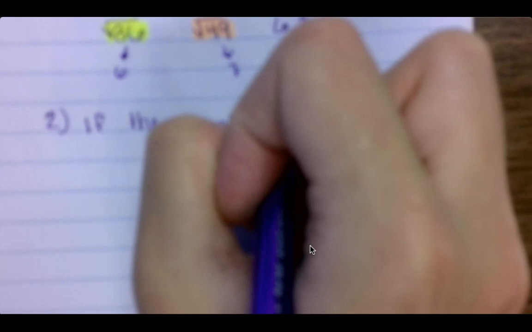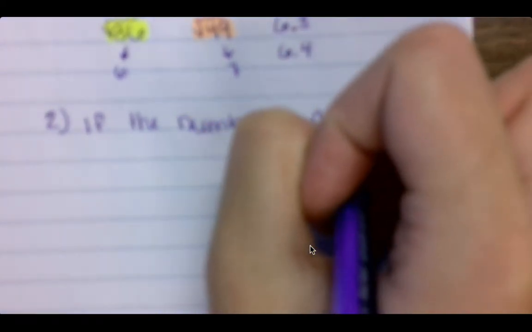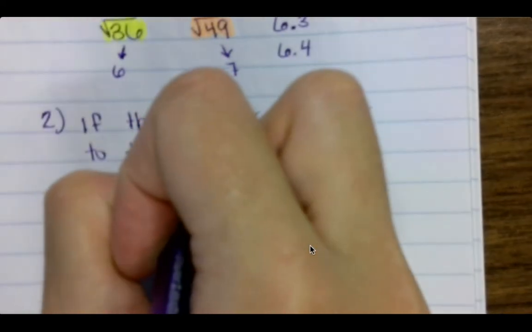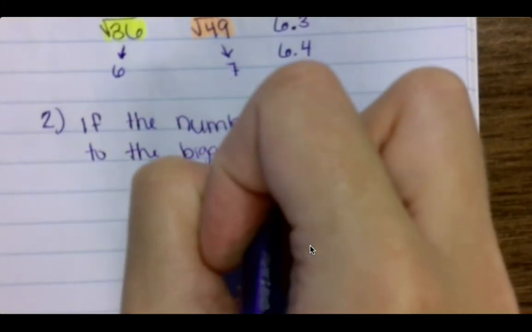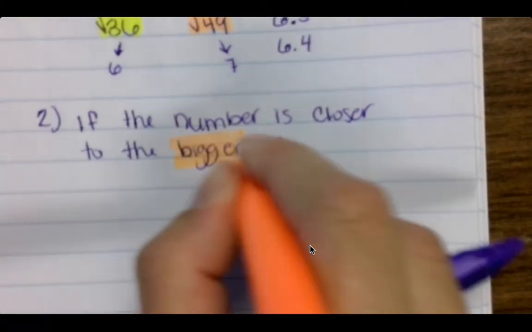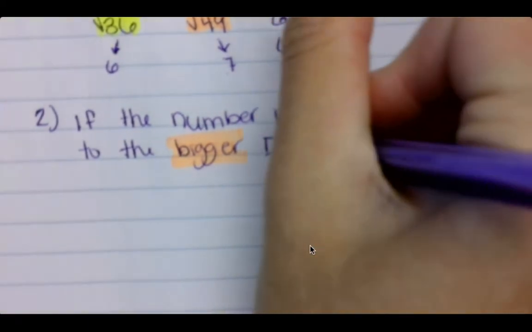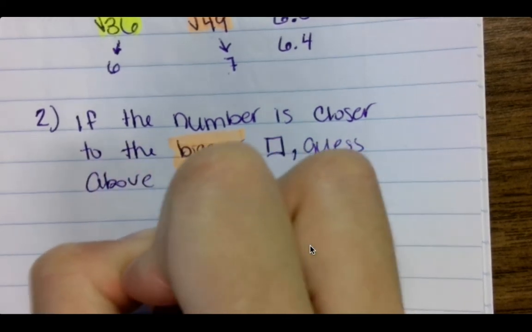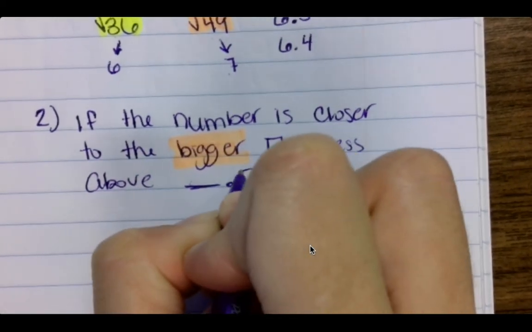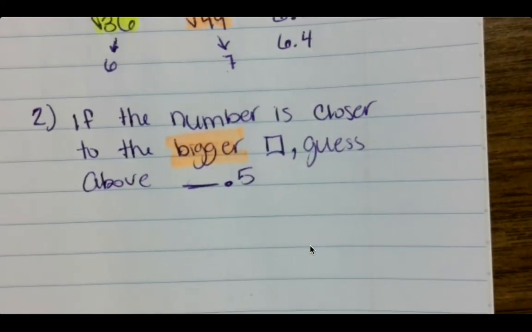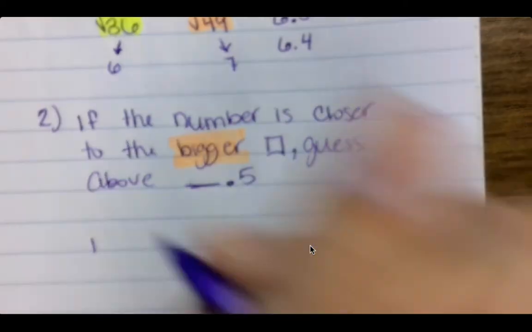If the number is closer to the bigger square, guess above whatever that whole number is, 0.5. Okay?